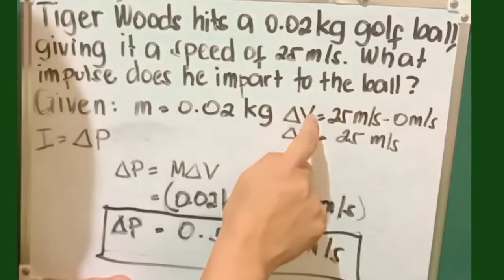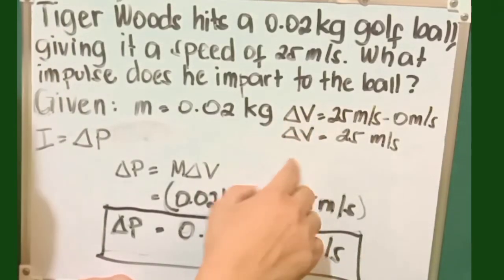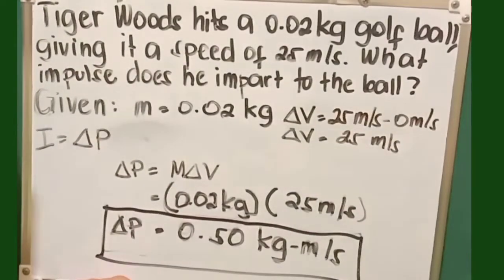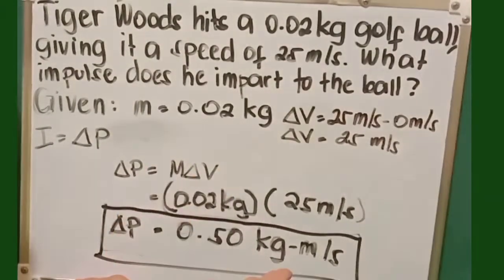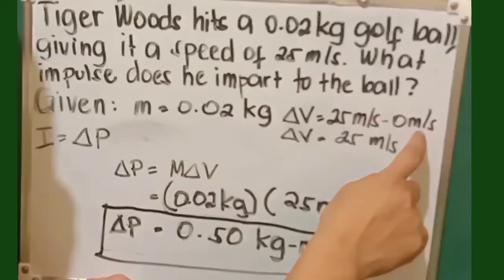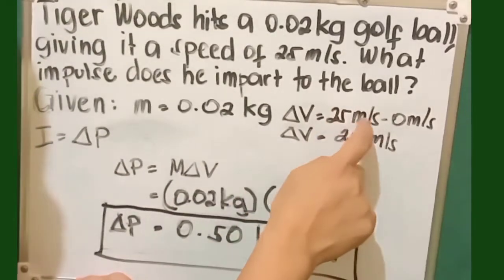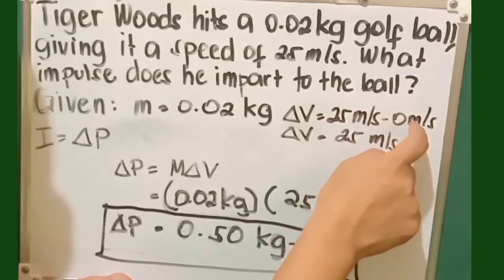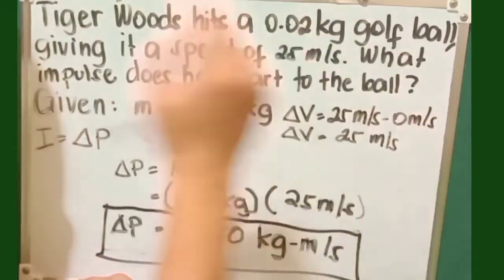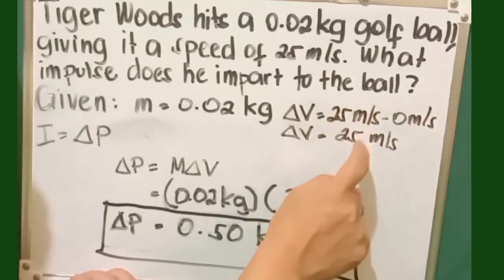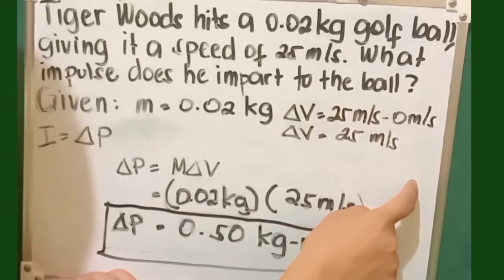So the given data are the mass, which is 0.02 kilograms, and the change in velocity. Since the golf ball is initially at rest, the initial velocity is equal to 0. So 25 meters per second minus 0 meters per second. So the change in velocity is equal to 25 meters per second.